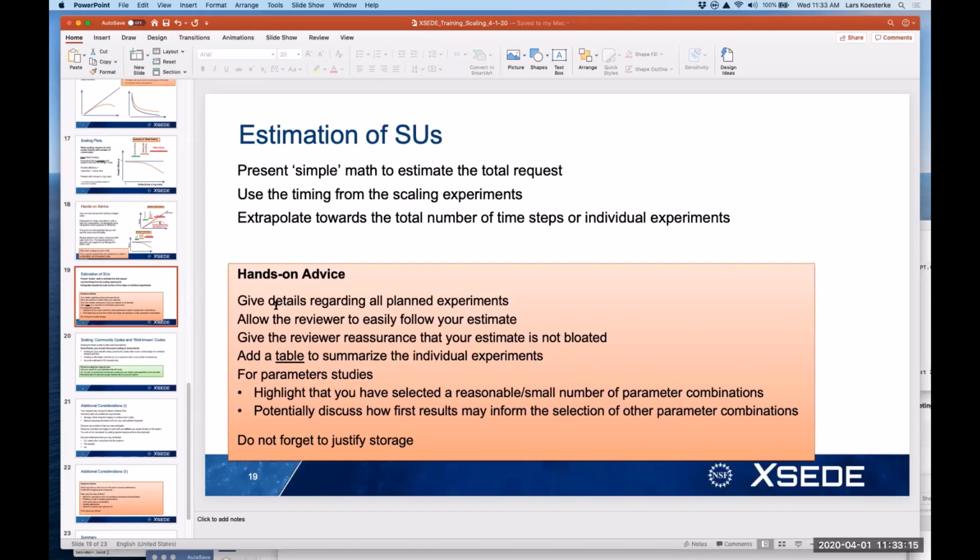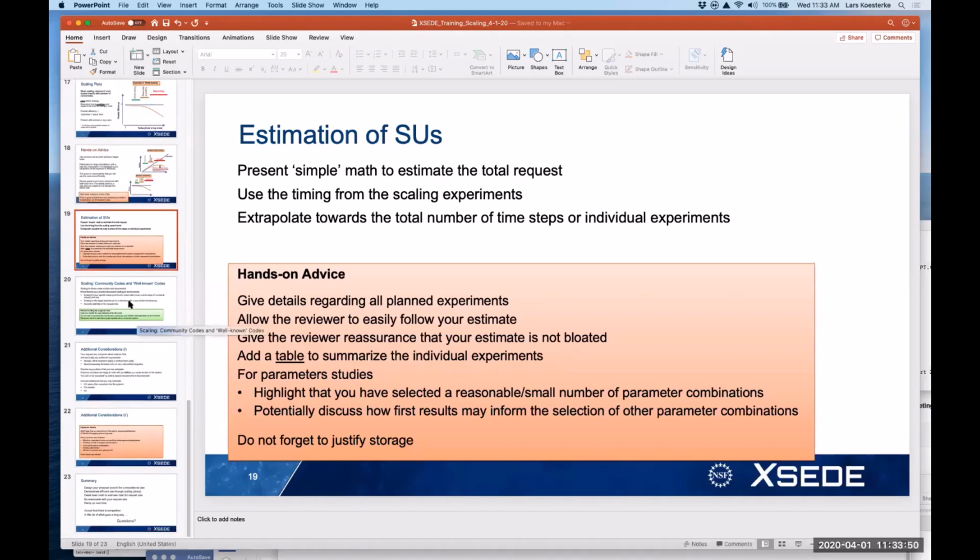And then for parameter studies, of course, you highlight that you have selected a reasonable or a small number of parameter combinations. So just to have a complete set in the first go around, that is usually not a good argument. And you should always discuss how your first results may inform the selection of other parameter combinations if that is needed. And already to alert you, there are other things than compute. Do not forget to justify storage for all your compute calculations that you have to do.